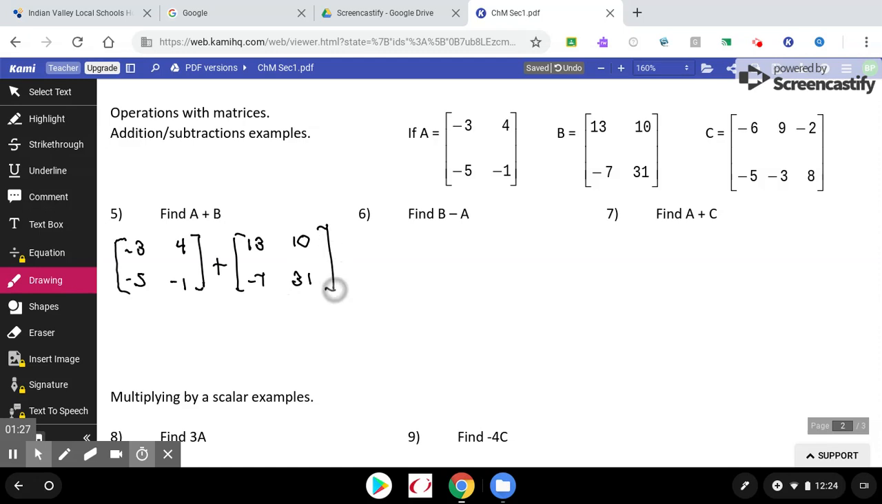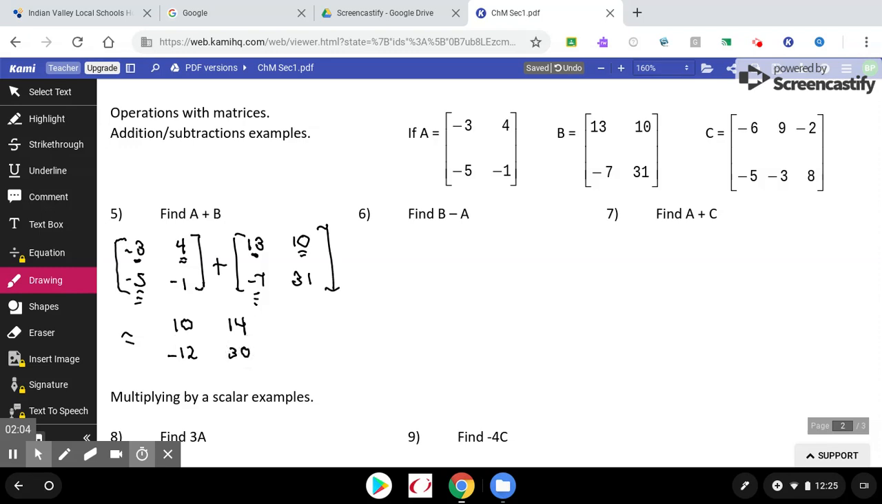Okay, so we would take whatever's in row 1, column 1, and row 1, column 1, and add them together. So -3 and 13 is 10. Whatever is in row 1, column 2, the 4 and the 10, add them together. And they just stay in their position. They stay in that same cell. Row 2, column 1, row 2, column 1, add them up. And that last one, -1 and 31, will make 30.